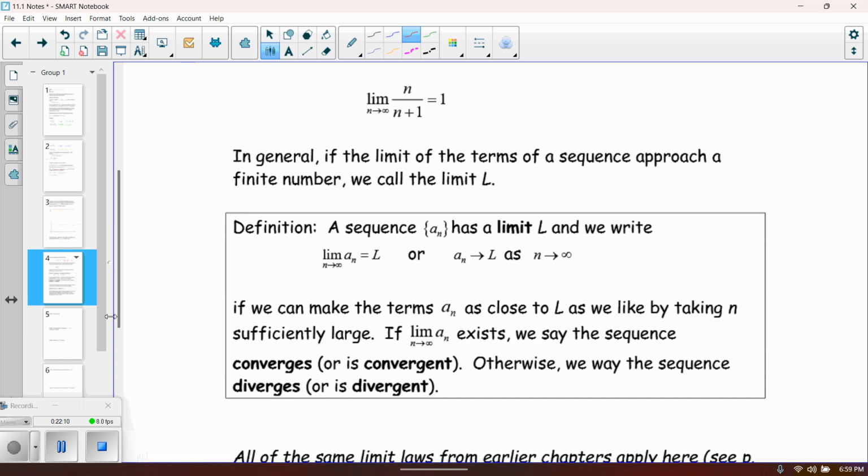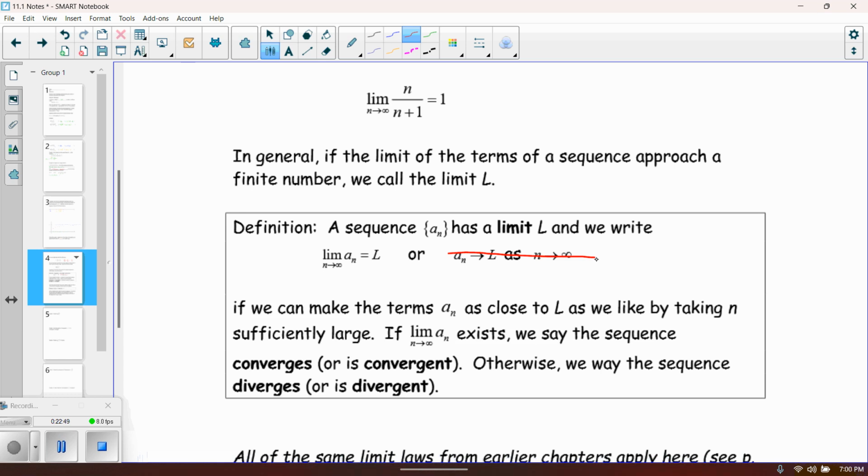A sequence, a sub n, has a limit L, and we're going to write it in one of the following notations. Probably going to use the one on the left. Don't even worry about the ones on the right for right now. I won't use those. The limit as n goes to infinity of a sub n equals L, whatever the limit is that we come up with. If we can make the terms of a sub n as close to L as we like by taking n sufficiently large, in other words, let n approach infinity of our sequence and see what we get. If we get a finite number, if we get an actual limit that doesn't say infinity or something like that, and we just get a number, then the limit exists.